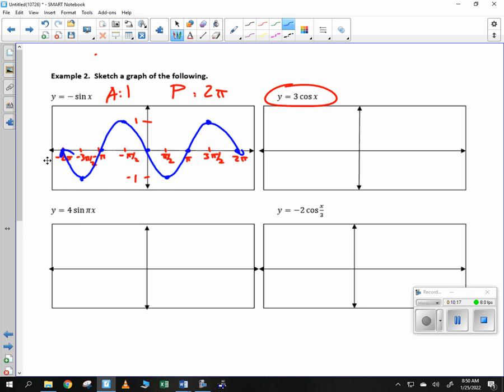Check out your neighbor's sine graph, see how it looks. Give them a score of 1 out of 10. Tell them how good it looks.